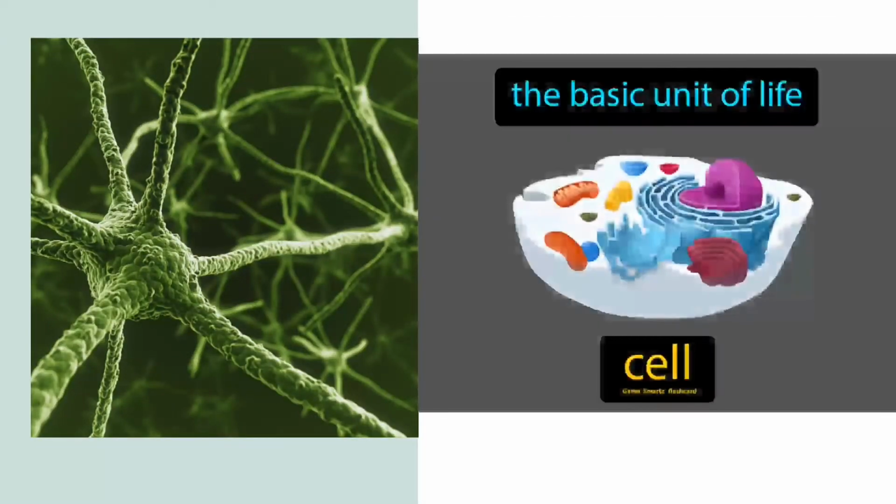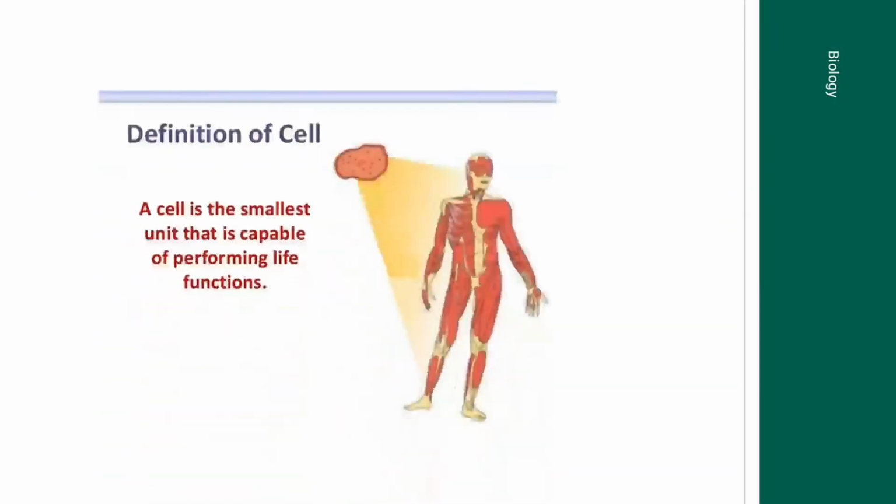So cell is said to be what? The basic unit of life. So every living organism, either the unicellular organism or the multicellular organism, their basic unit is referred to as cell. Even in the example of human beings, the smallest unit of a human being is what? The cell. Then we now talk about the definition of cell.